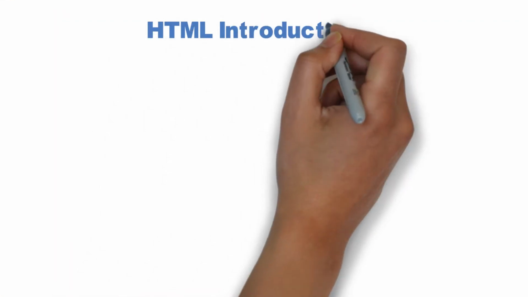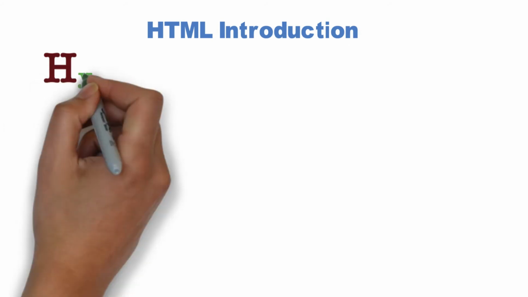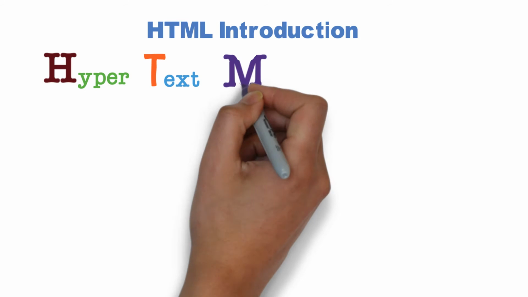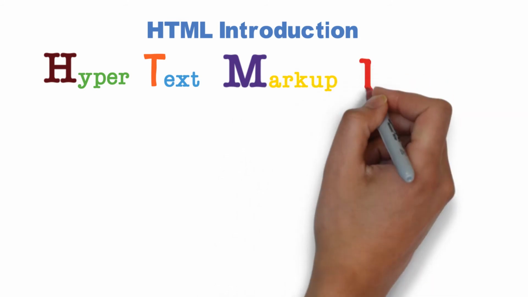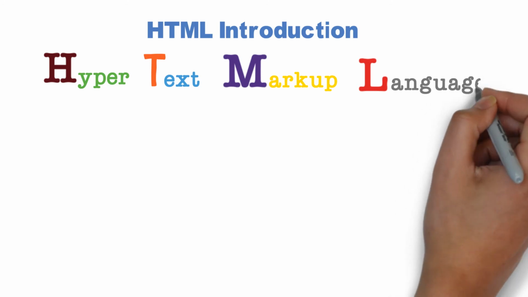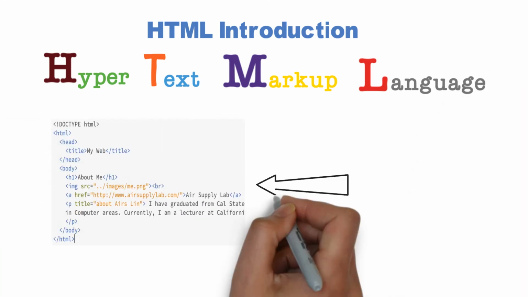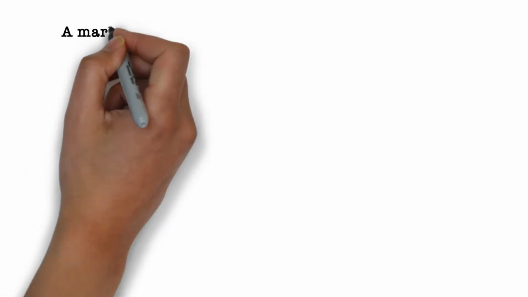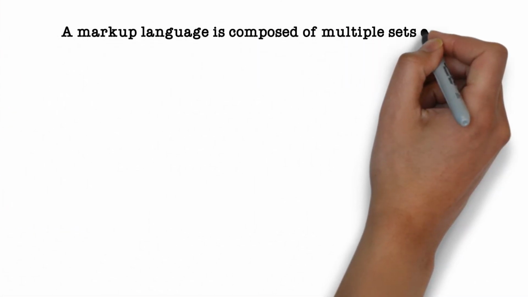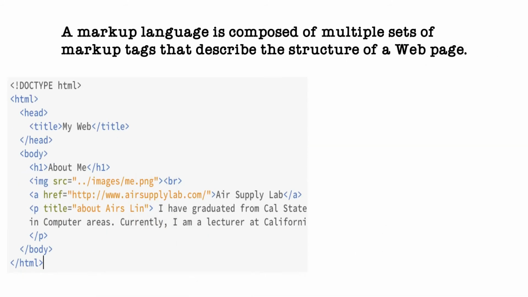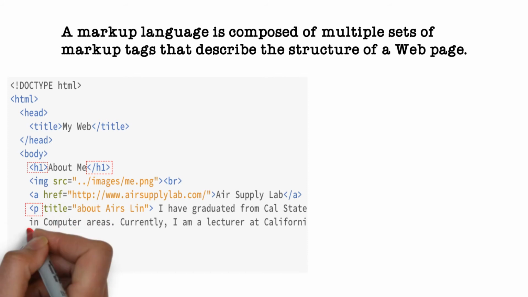HTML introduction. What is HTML? HTML stands for Hypertext Markup Language, which is used for creating web pages. It is a standard format for documents on the World Wide Web. Browsers read the HTML codes and display the contents. A markup language is composed of multiple sets of markup tags that describe the structure of a web page. HTML tags label pieces of content such as heading, paragraph, image, and so on.